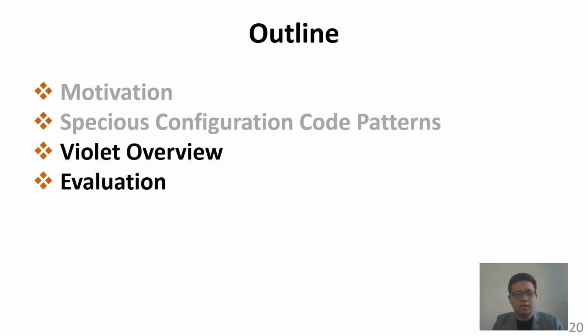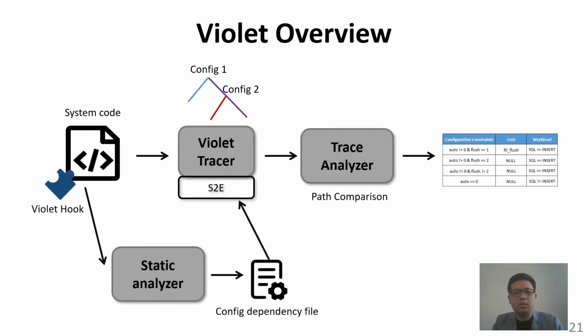In the following section, I will show how Violet derives this performance model in large systems. Violet takes the system code as input and adds a hook to automatically make configuration symbolic. It has a static analysis to assist the discovery of dependent parameters. Violet symbolically executes the target programs and the tracer records the performance result for each path. Finally, the Violet trace analysis builds the impact table from the raw tracing data.